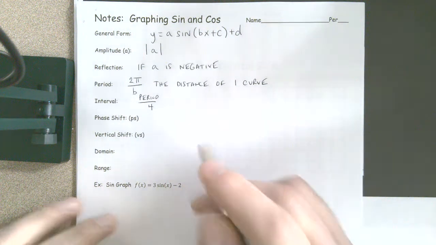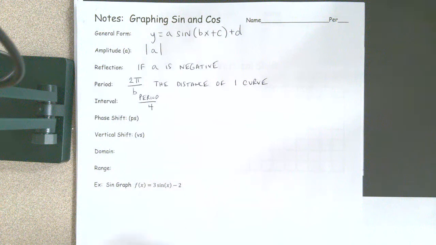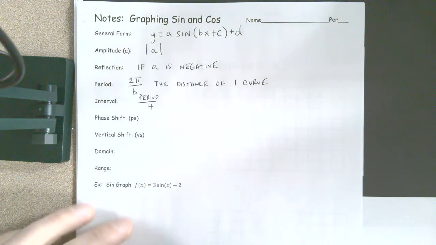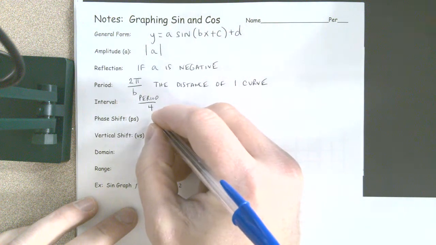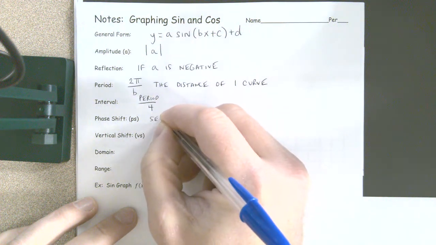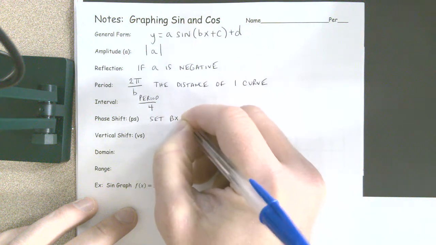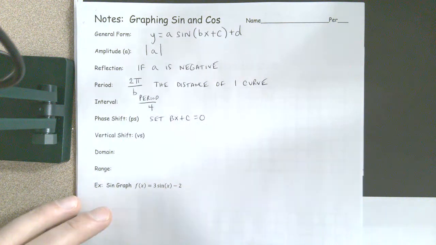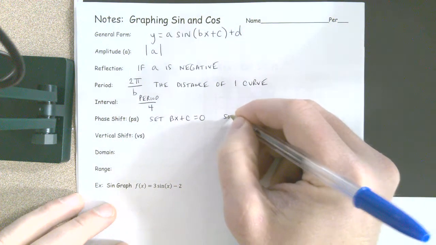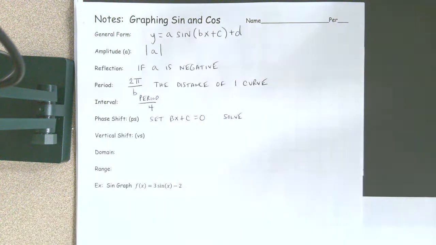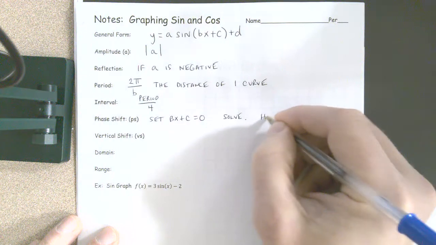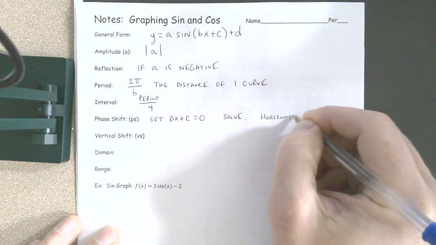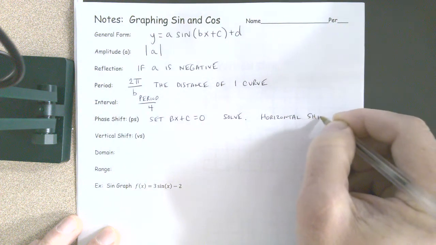Okay, so for our phase shift, again, our phase shift is going to be our movement left or right. Basically, to figure the phase shift, we're going to take the bx, so we're going to set bx plus c equal to 0, and then we're just going to solve that. And again, this is my horizontal shift left or right.